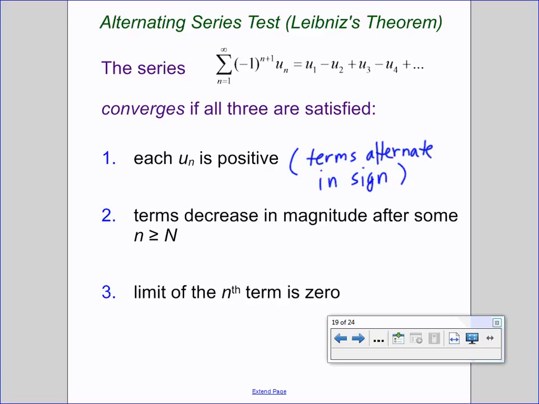So that's pretty interesting. The moral of the story in the preview is that absolute convergence is the top, right? That's the best type of convergence. That guarantees convergence no matter what.